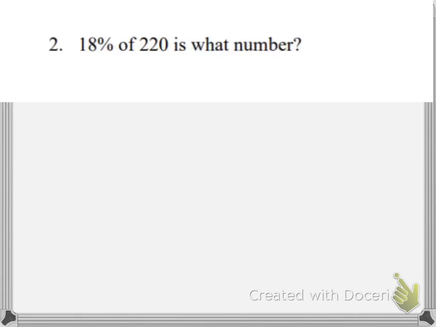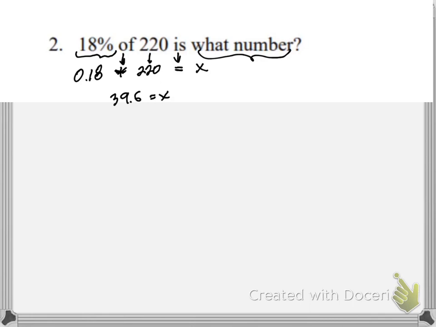Okay, this one says 18% of 220 is what number? So let's start with 18%. So the first thing we do is convert that to a decimal. Of means to multiply. 220 means 220. Is means equal. And what, or what number, is our variable. So we can just pull up our calculator, type in 0.18 times 220, and that gives us 39.6.